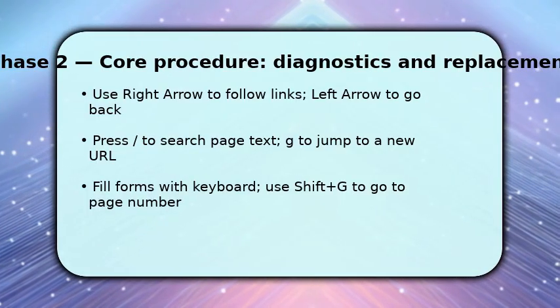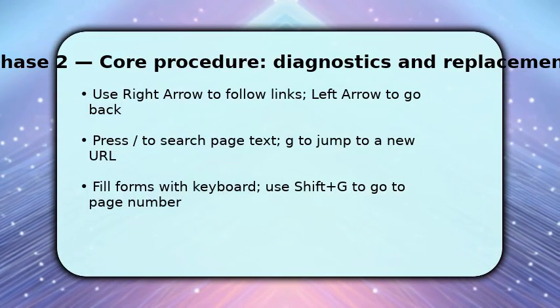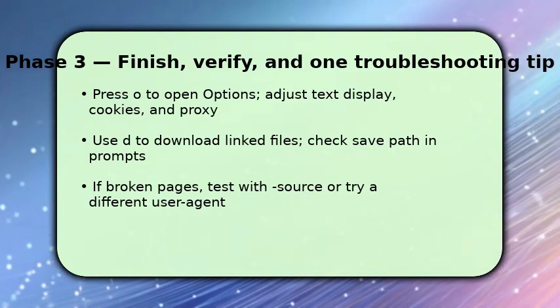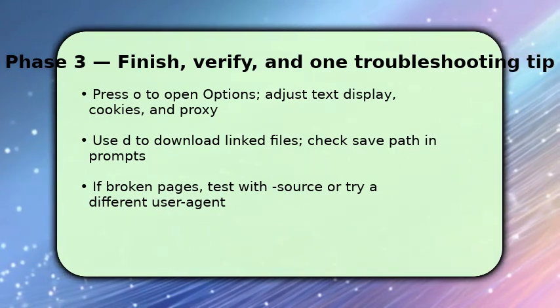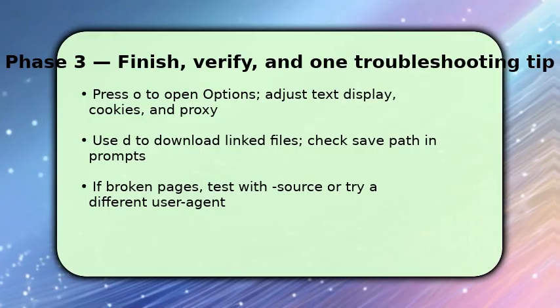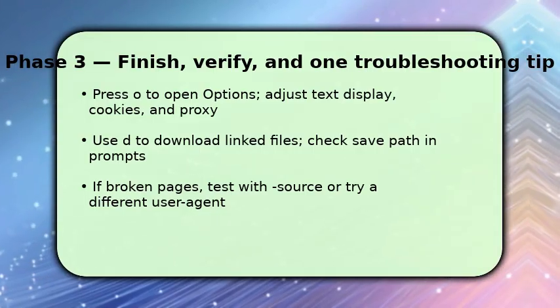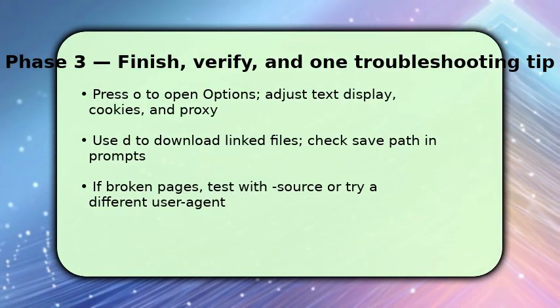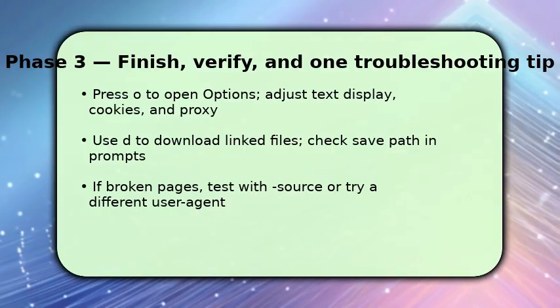To finish setup and handle files, open Options with O to change display, cookies, and proxy settings. Once saved, restart the session if needed. When you find a file to download, press D on the link and confirm the save path. Make sure permissions allow writing to that folder.